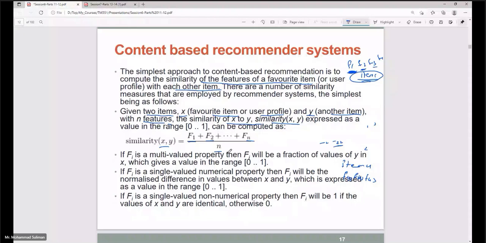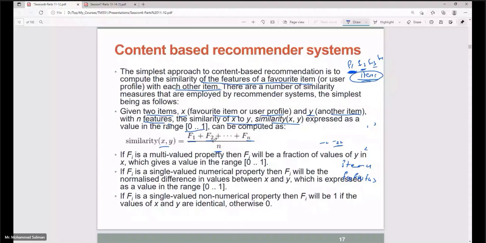So let's say there are 2 items, item X and item Y, with n features. This is how we check the similarity. It is an average of all the features, so the average will range from 0 to 1. Each feature's score is between 0 and 1, and then we add them all up to find the value. If f of i is a single value property, that's fine.